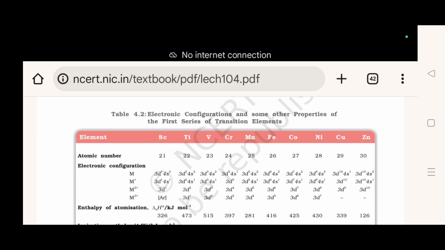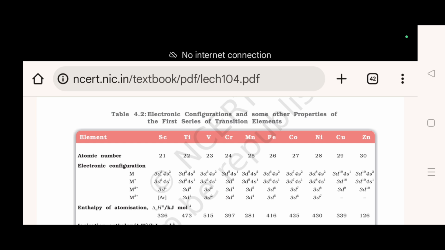And we are representing the elements as M. So for M+, when we remove one electron, the electronic configuration will be 3d1 4s1, 3d2 4s1, 3d3 4s1, 3d5, 3d5 4s1, 3d6 4s1, 3d7 4s1, 3d8 4s1, 3d10, and 3d10 4s1. And for M2+, it will be 3d1, 3d2, 3d3, 3d4, 3d5, 3d6, 3d7, 3d8, 3d9, and 3d10.